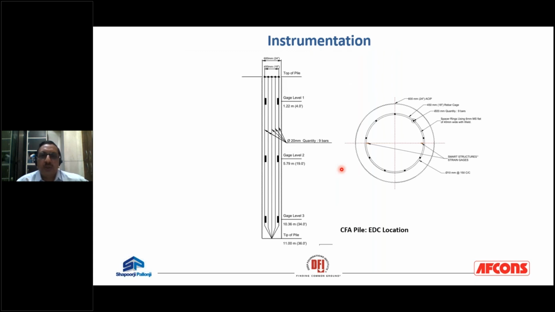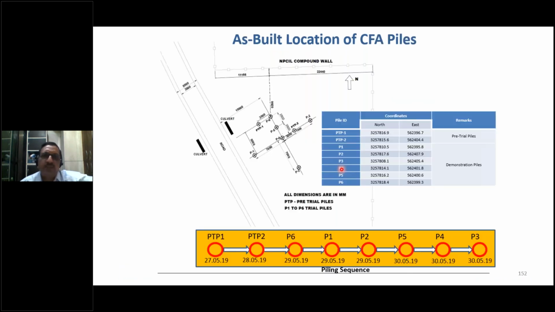The piles were also instrumented. We had 3 levels of embedded strain gauges, which gave us data for the performance of the pile in terms of the load spread or the load distribution along the length. So that gave us an ample idea of what is the contribution in side shear and what is the contribution taken up in the end bearing. So these were the sequences of the pile we had executed at the site.